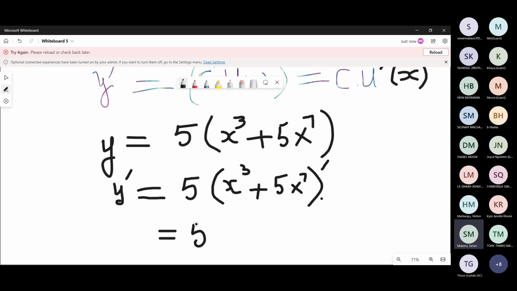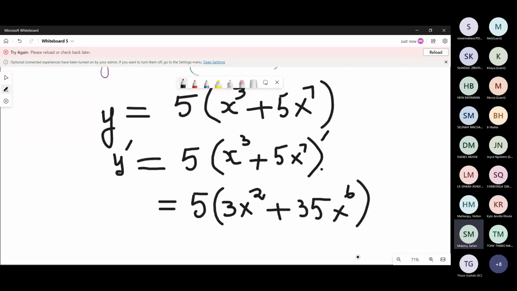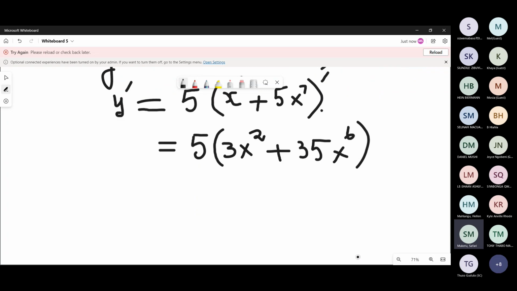Five multiplied by 3x squared, yes, plus 35x to the power 6. Excellent. Plus 5 times 7 is 35, x power 6. Yes. Excellent. Maybe another one will be the exponential.